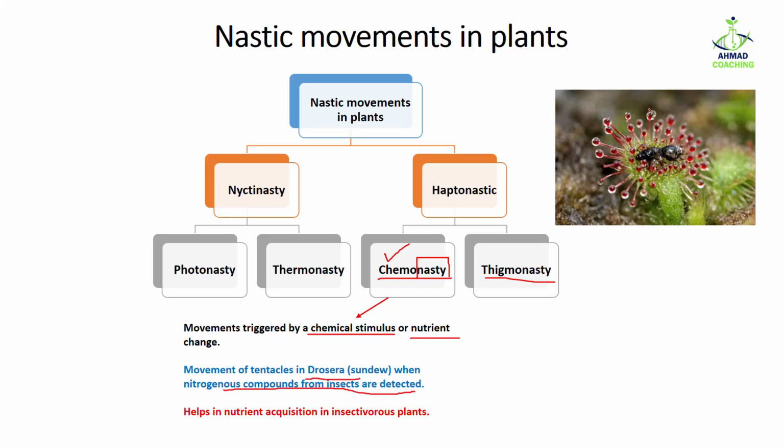Here you can see this is a sundew plant. So as soon as an insect is going to land on this plant, there is going to be a change in the nitrogenous composition, and as soon as that change happens, these leaves are going to bend on the insect and trap it. This type of movement is very important because it helps in the nutrient acquisition in insectivorous plants. It means that plants can get their nutrients through this type of movement. Once the insect is trapped inside, the leaves of the sundew are going to digest this insect and take all the nutrients present in the insect and use that for its own growth.